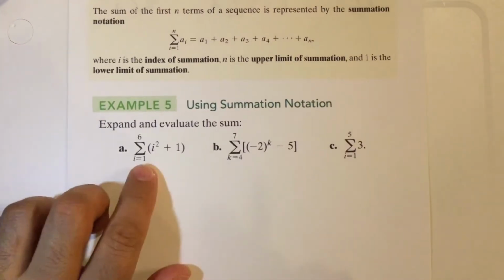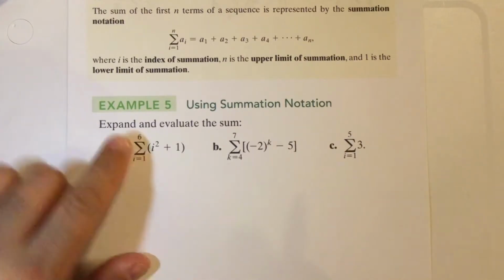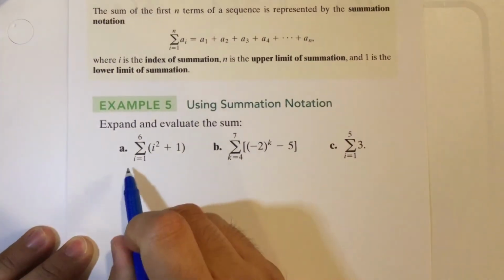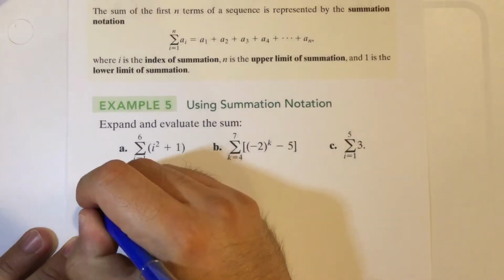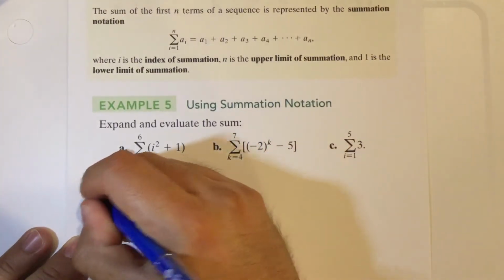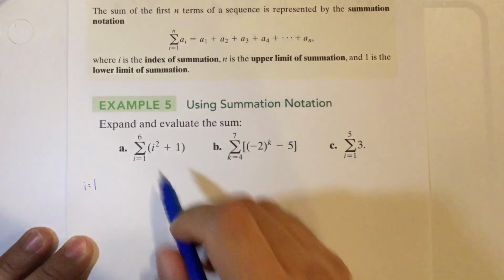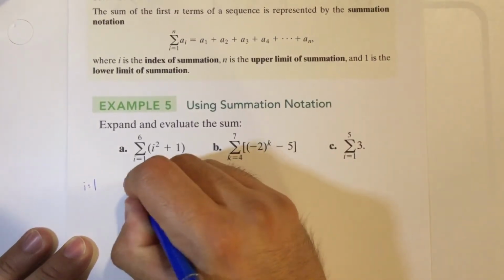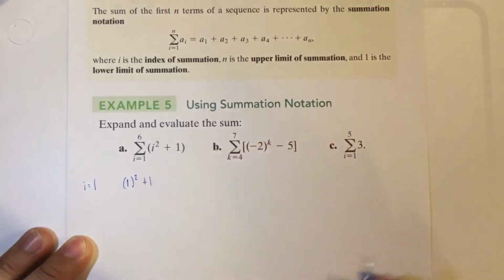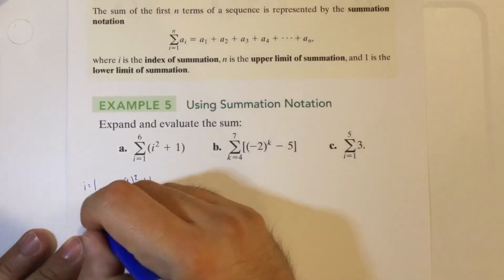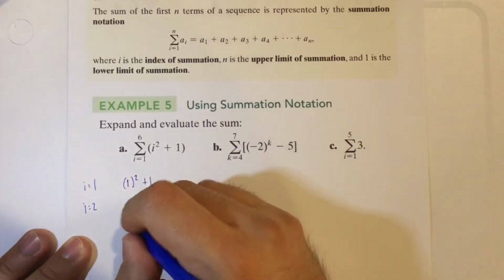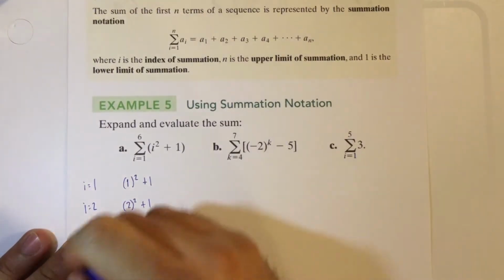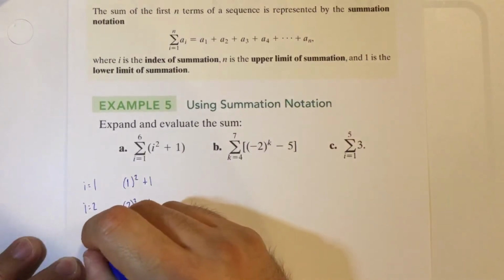My lower limit is 1, and my upper limit is 6. So let's start with i. The index of summation is equal to 1, so we start with i equals 1. I'm going to plug in 1 for this i right here. So we have 1 squared plus 1. Now i equals 2, so now we do 2 squared plus 1. And we just keep going on until we get to 6.